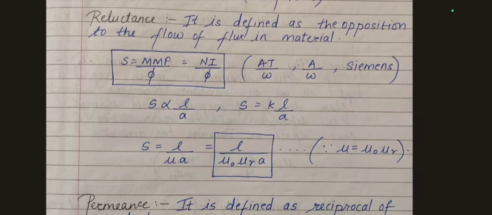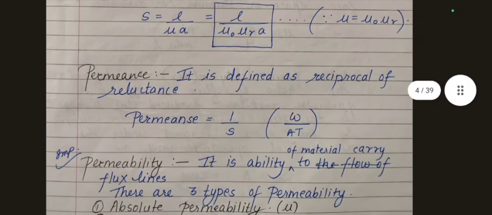When relative permeability is given in the numerical or question, that time you have to use this formula. Otherwise, if mmf or current and so on are given, that time you will use the first formula. So according to the given data, you have to choose the formula. Okay, now let us see what is permeance. As we study resistance in electric circuit, we also study conductance after that. What is conductance? It is the reciprocal of resistance, right?